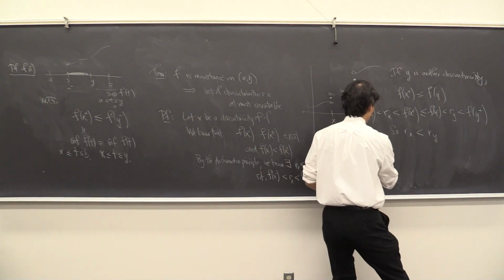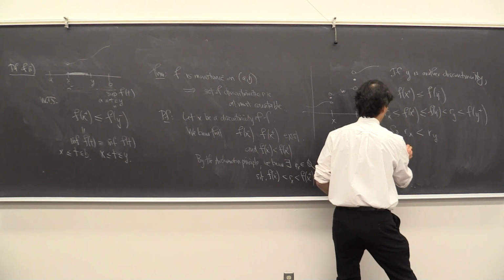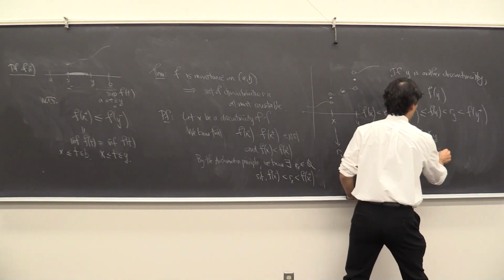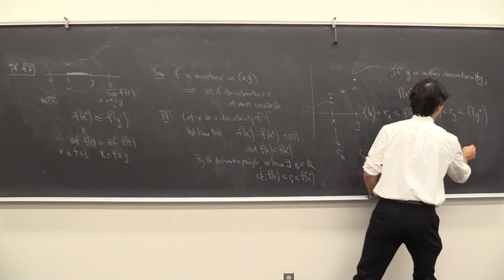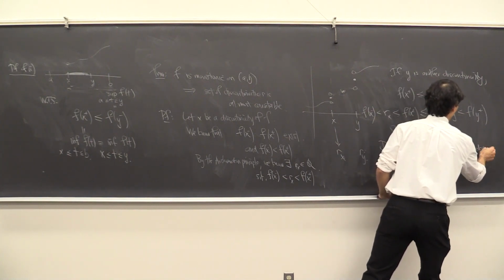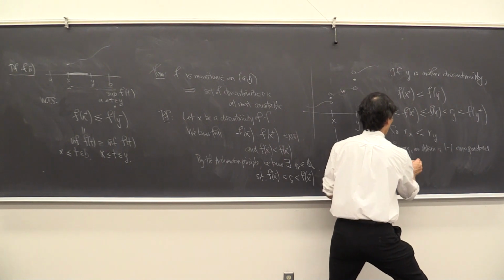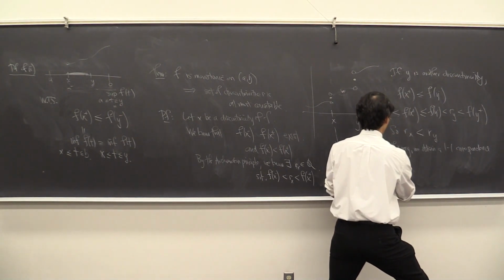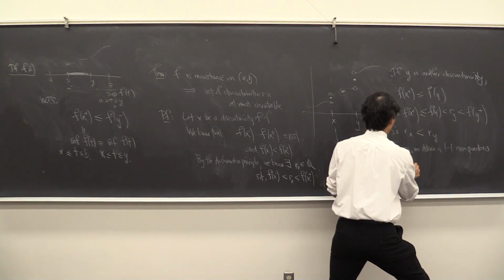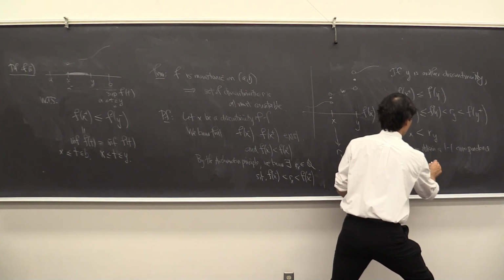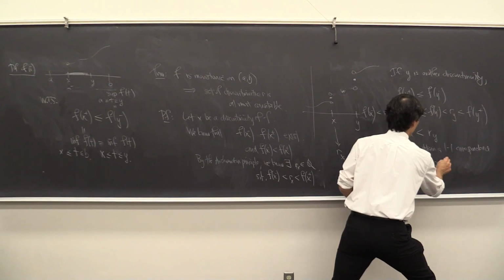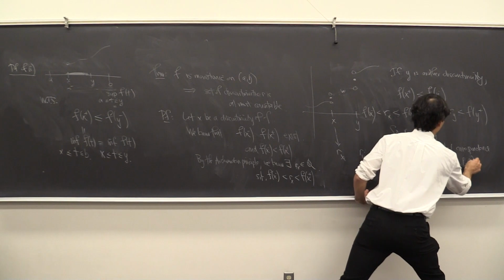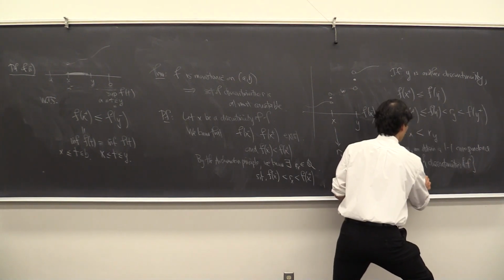In this way, we obtain a one-to-one correspondence, R, going between the set of discontinuities of F and a subset of Q.